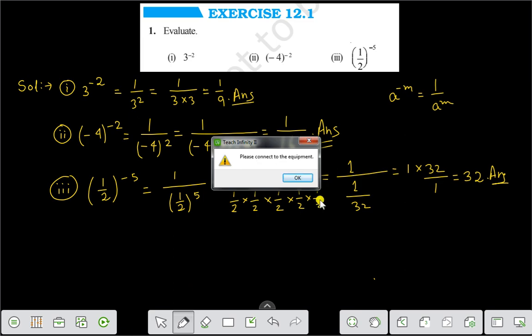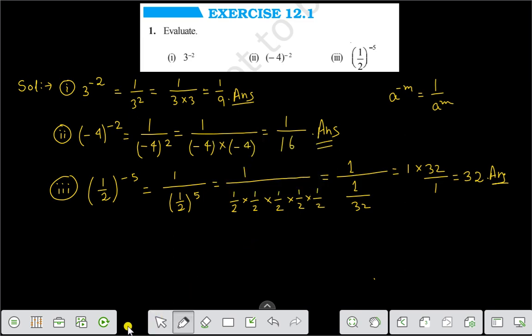You can find the steps again in this way. Right?